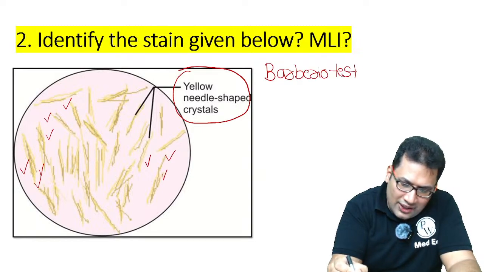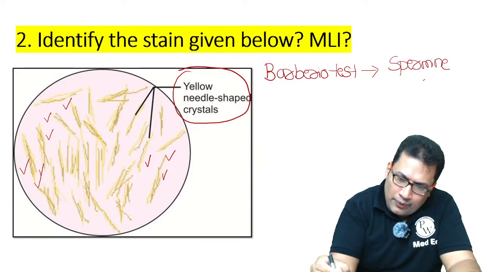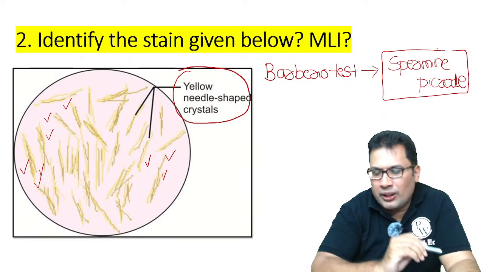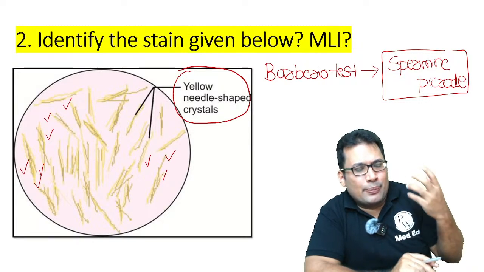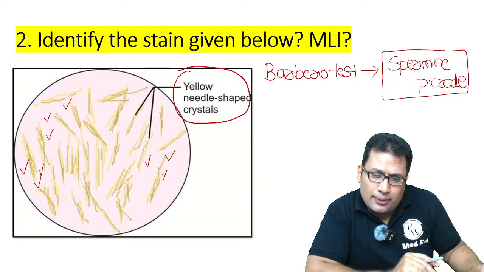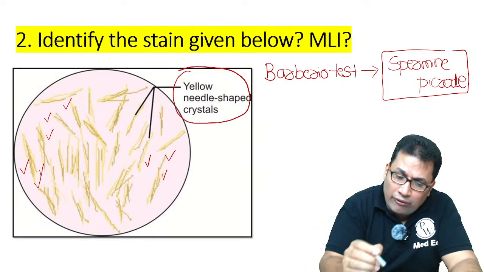So Barberio test, because of the spermine picrate crystals. We use picric acid in Barberio test. Picric acid combines with the spermine that is present in the seminal sample. It forms yellow needle shaped crystals. Barberio test. Sometimes they can ask you about Florence test also.